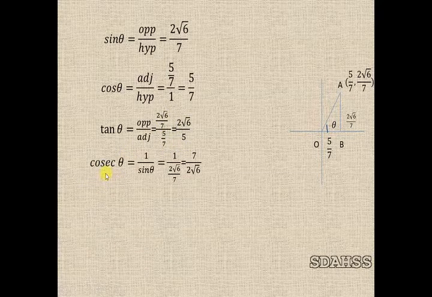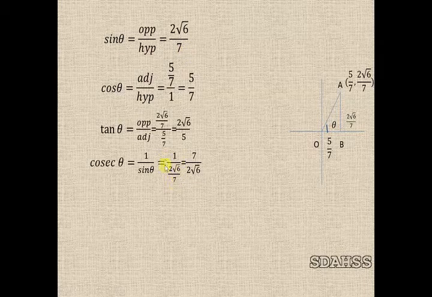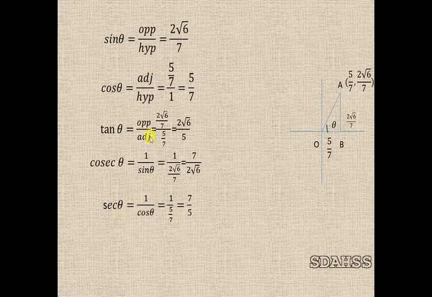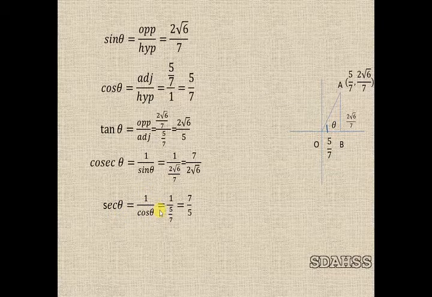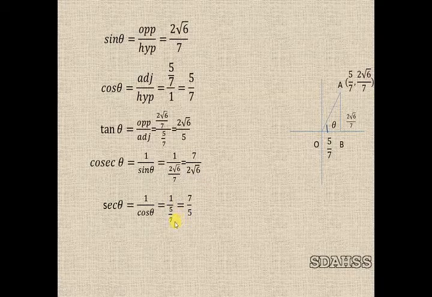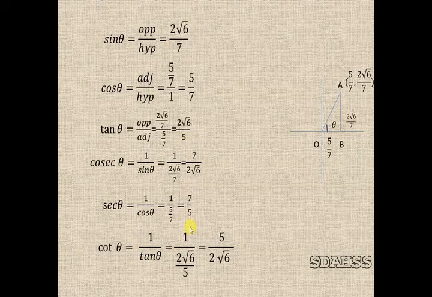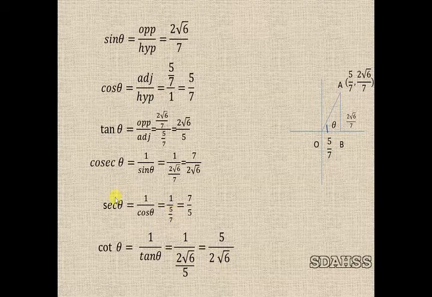Then cosecant theta means 1 by sin theta, which is equal to 1 by 2 root 6 by 7. Take the reciprocal, then you have 7 by 2 root 6. Then secant theta means 1 by cos theta. Substitute the values, which is equal to 1 by 5 by 7. Then take the reciprocal, so you have 7 by 5. Cot theta means 1 by tan theta, which is 1 by 2 root 6 by 5. Take the reciprocal, so you have 5 by 2 root 6.